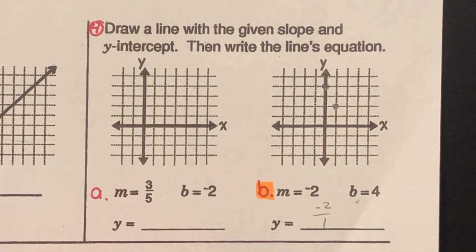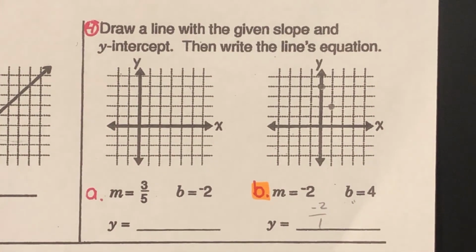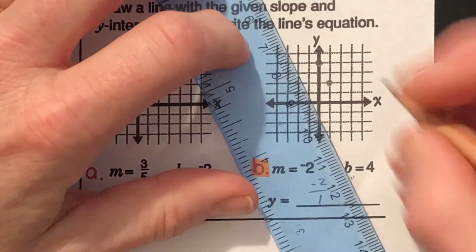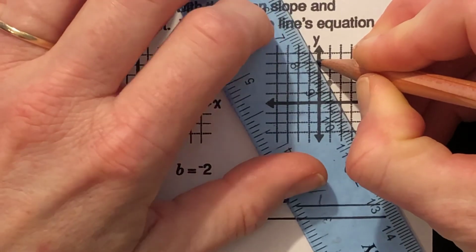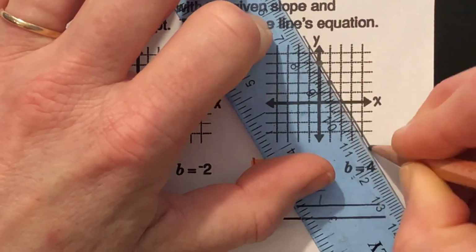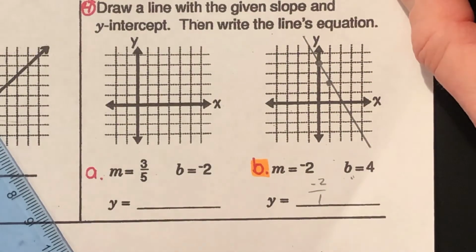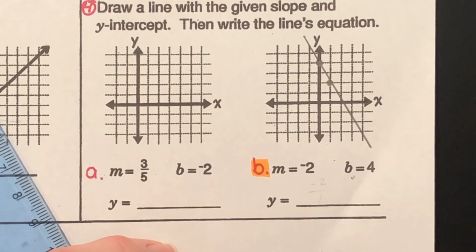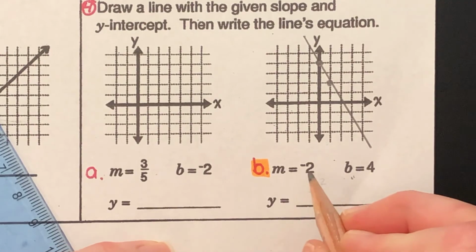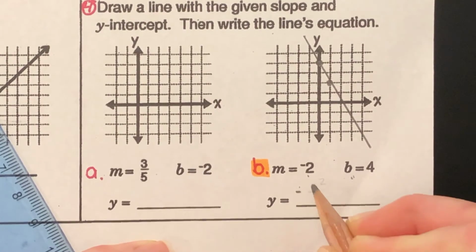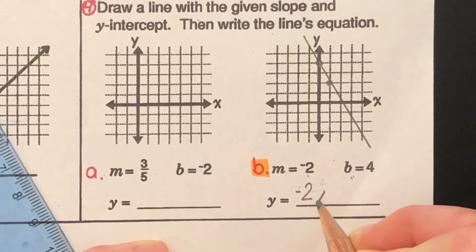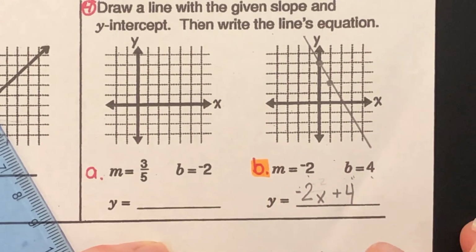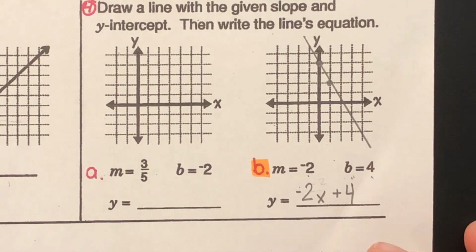Got that? And now, let's connect these. And we'll write the equation. All right, so y equals slope, -2x, this is +4, plus 4. And you can do the rest.